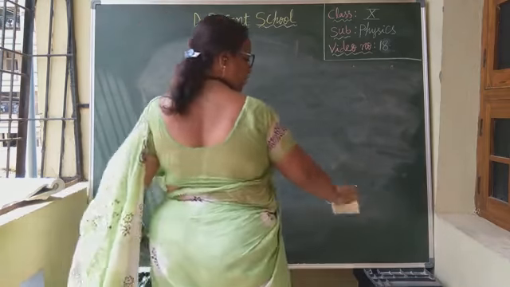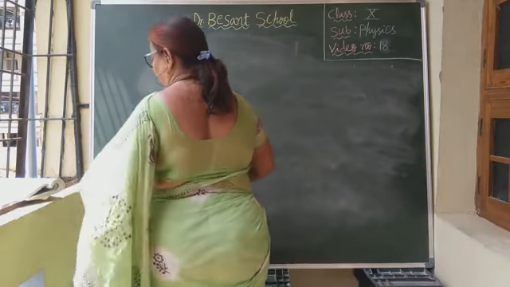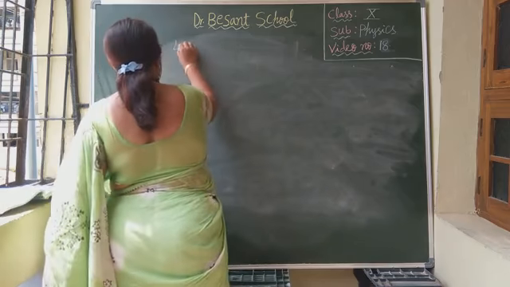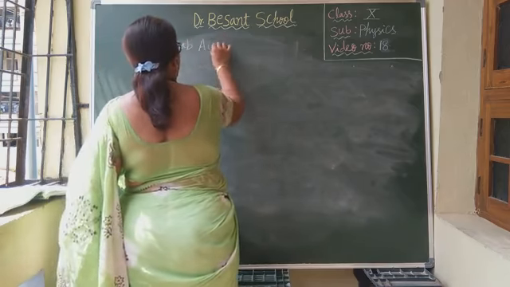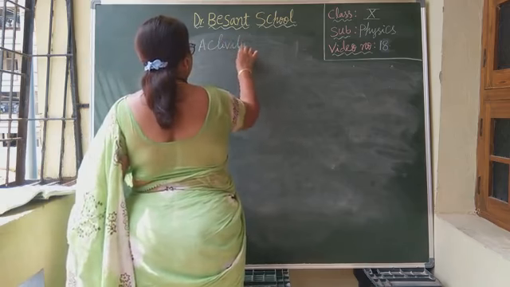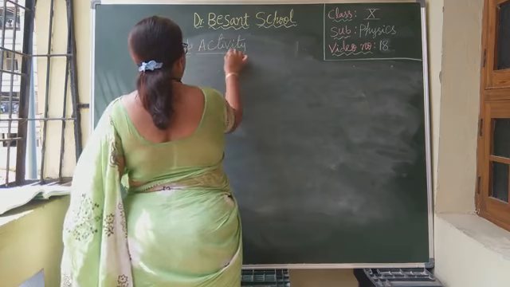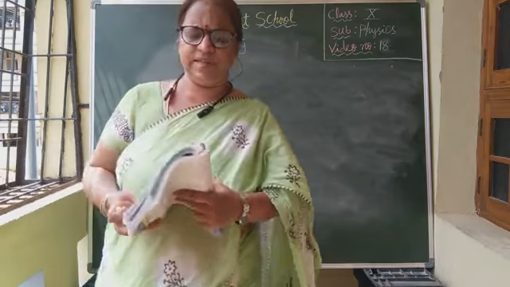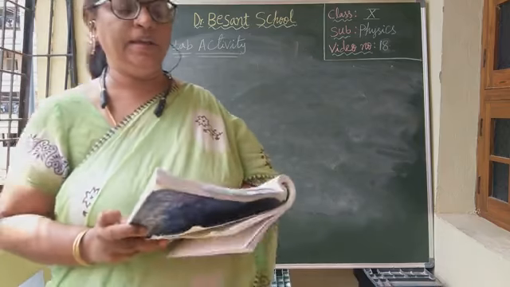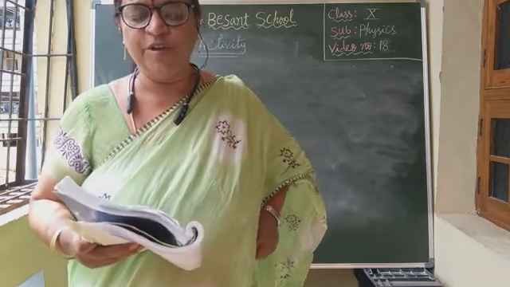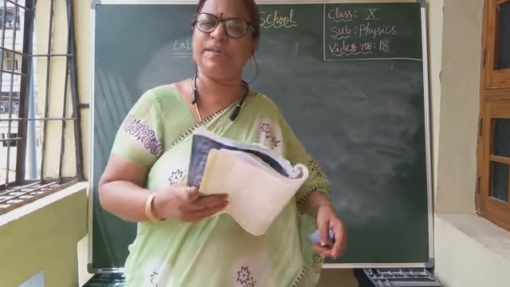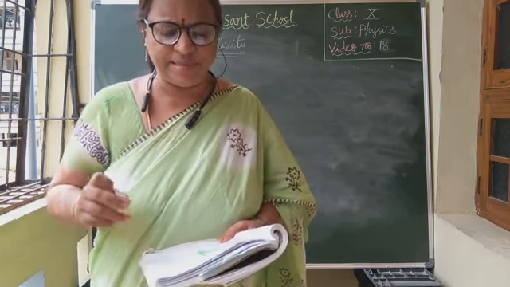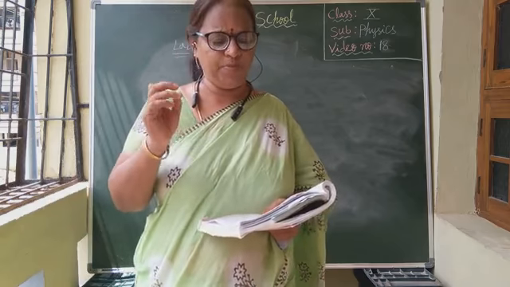Now we will go to the lab activity for finding the refractive index of a prism. In this lab activity, see in your textbook, what is the aim of the activity? Finding the refractive index of a prism. What are the materials required? A prism, a piece of white chart of size 20 by 20 centimeters, pencils, pins, scale and protractor.